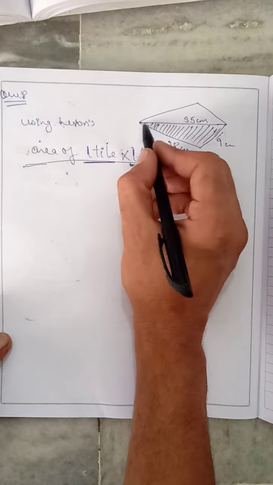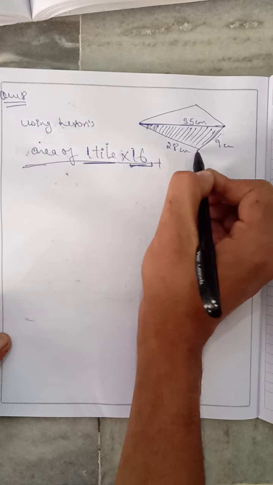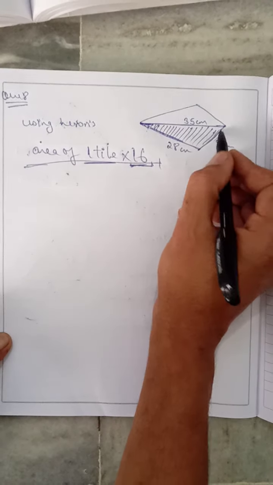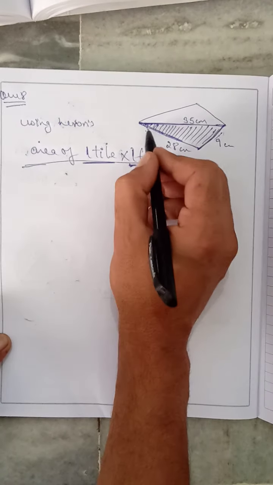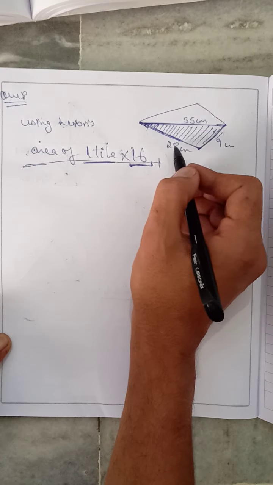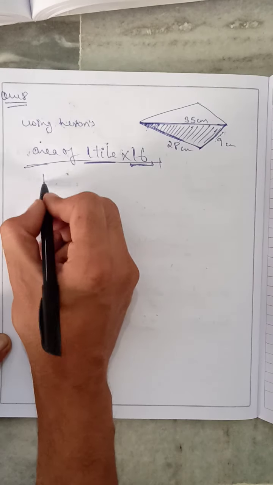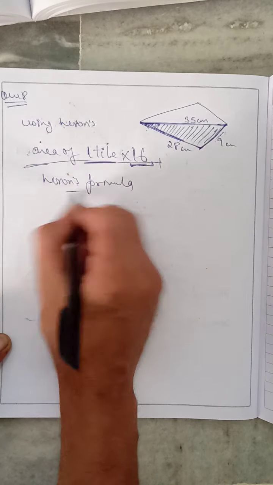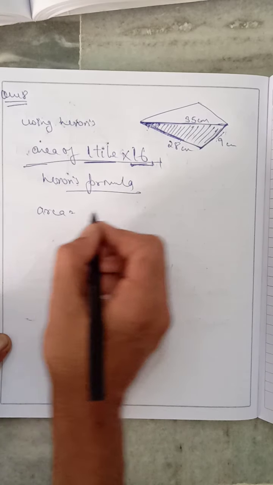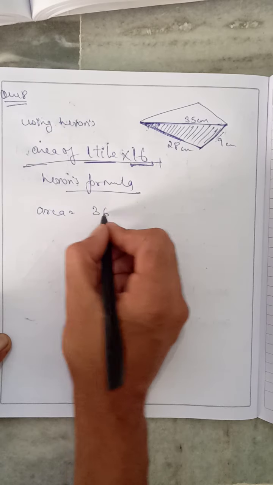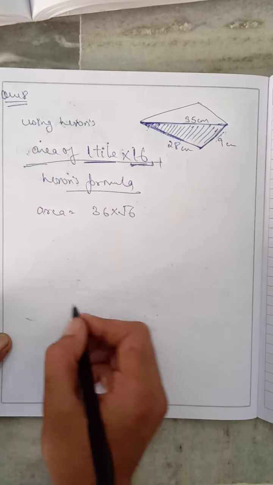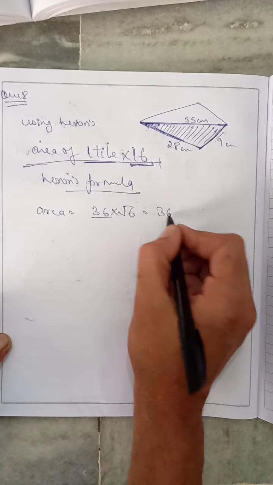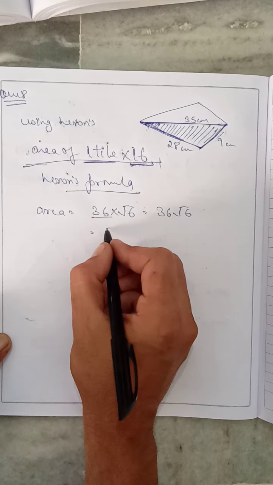As you can see, this is one tile. This area, the shaded portion, is a tile. How to get this area? As you can see, this is a triangle. So using Heron's formula, you can get the area, and the area comes out to be 36 into under root 6, or 36 root 6, approximately 36.